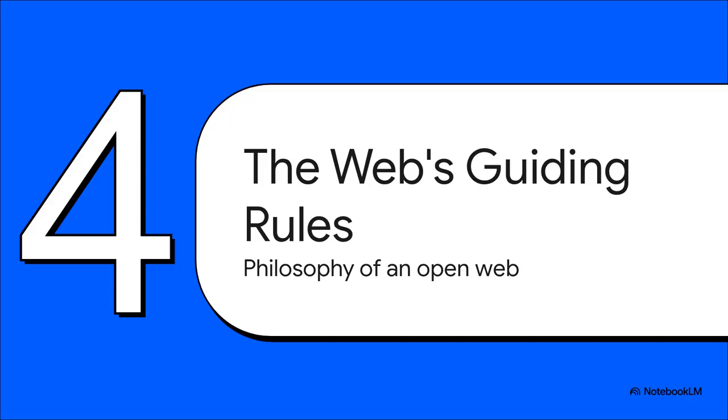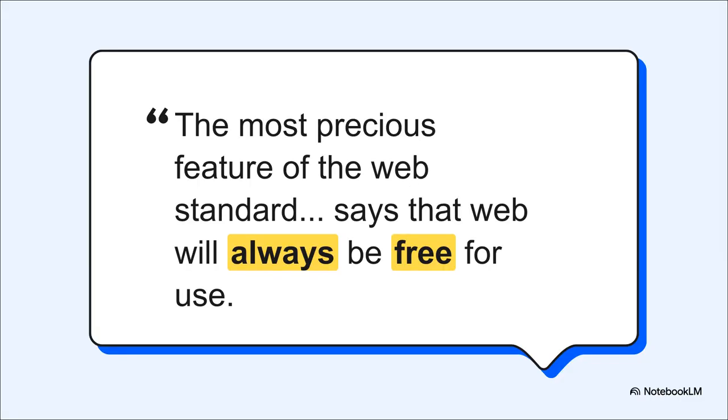But here's the thing. These rules aren't just a bunch of dry, technical specifications. Nope. They're built on top of a really powerful philosophy, a core belief about what the web should be for all of humanity. And this is where it gets really interesting. Right at the very heart of that philosophy is a promise, and it's captured perfectly in this quote from Berners-Lee and the W3C. The core idea is that the most precious feature of the web is that it will always be free for anyone to use. And free here doesn't just mean you don't have to pay for it, it means freedom to access, freedom to create, and freedom to connect.